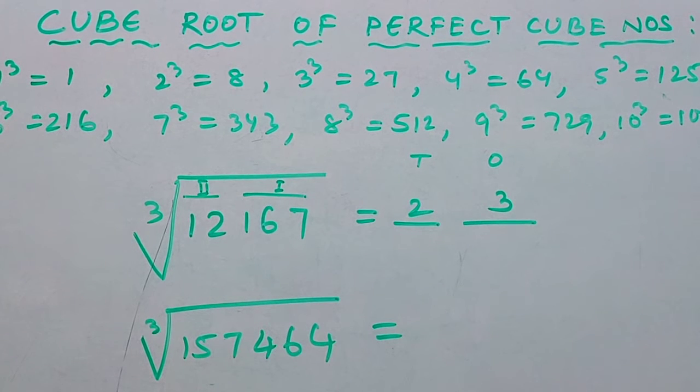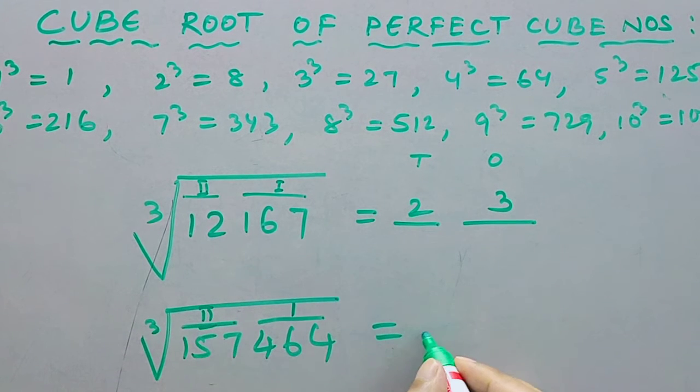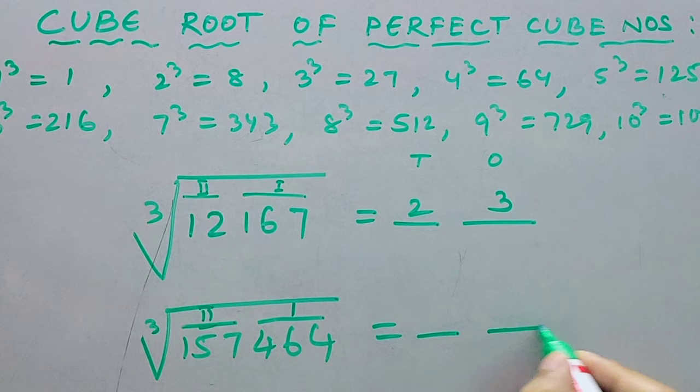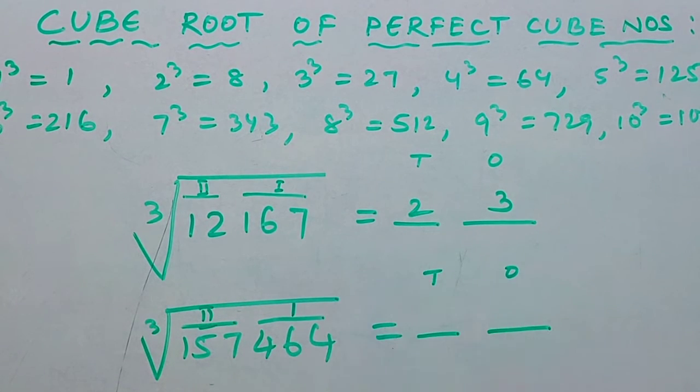Let us try now. Okay, what I told you in the first step, you should make the group of three numbers. Here we got 3 numbers from the right side, and here also exactly 3 numbers. So this is the first group, this is the second group. The groups show that it will come as 2 digits. Okay, this is the ones place and this is the tens place.